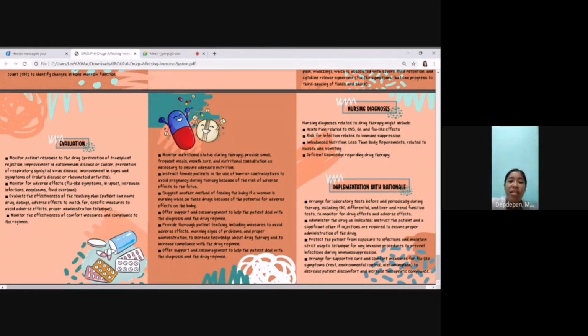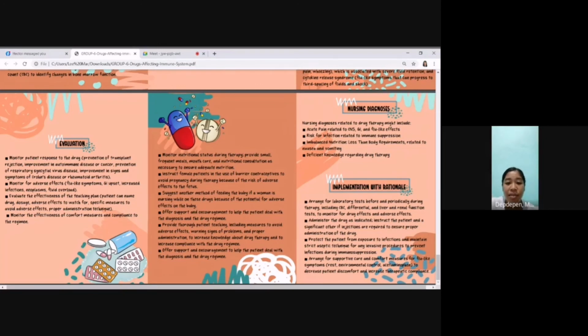Here are some implementations with rationale. First, arrange for laboratory tests before and periodically during therapy, including CBC, differential, and liver and renal function tests, to monitor for drug effects and adverse effects. Administer the drug as indicated. Instruct the patient and a significant other if injections are required to ensure proper administration of the drug. Protect the patient from exposure to infections. Arrange for supportive care and comfort measures for flu-like symptoms.